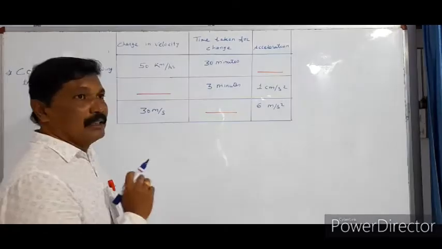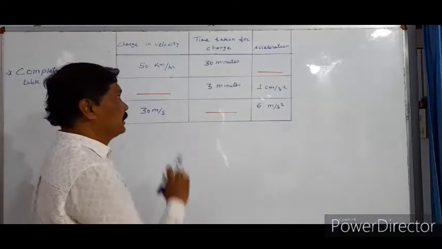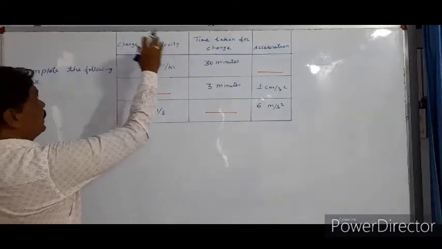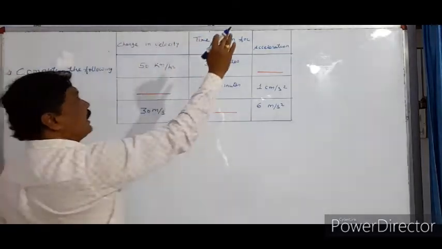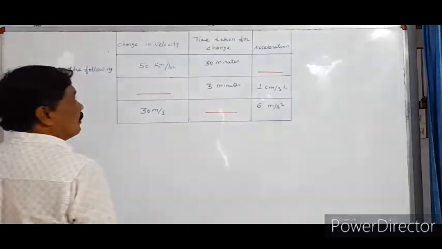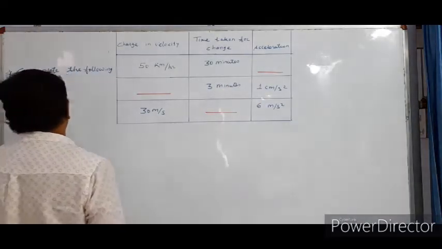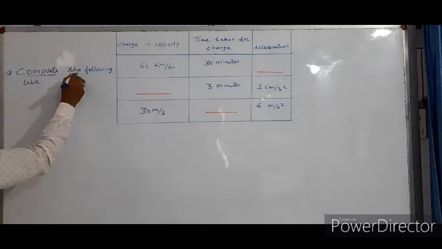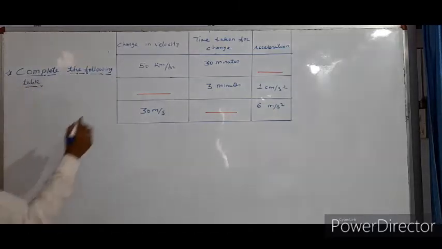Here one table is given and we have to fill the empty spaces in the table. In this table, change in velocity is given, time taken for the change is given and acceleration is given. We have to fill up the blank spaces. Question. Complete the following table.